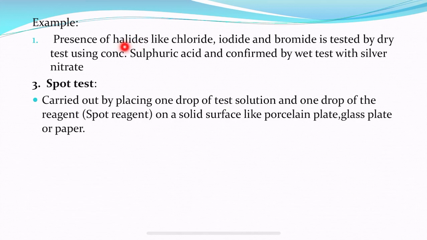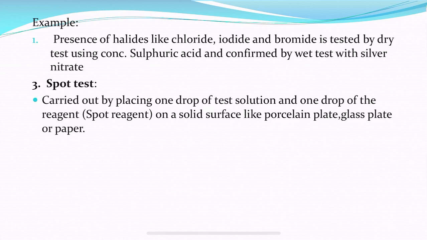So say for example, in the sample that has been given to you, if halides, that is chloride, iodide or bromide, are present, how do we confirm that? I will take the given sample in a watch glass or in a test tube, and then I am going to use concentrated sulfuric acid. That means concentrated sulfuric acid is added to the given sample, and it is confirmed further with silver nitrate. If I add silver nitrate and it gives a milky white precipitate, it confirms that halides are present in the given compound. Okay, so this is how we are going to do the wet test.